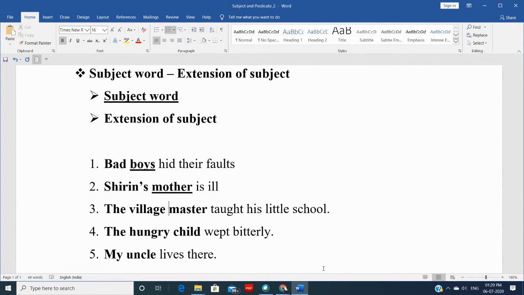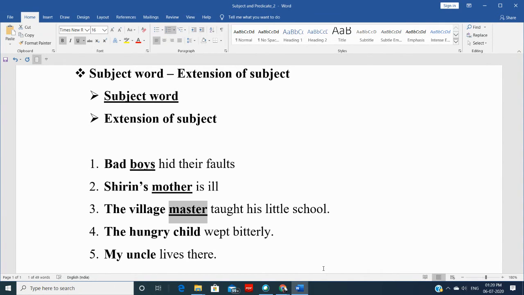Next sentence. "The village master taught his little school." If you remove the village part from the subject part of your sentence, you can still make a sentence, that is "Master taught his little school." Fine, it's a good sentence, it's making sense. But if you remove the word master, "The village taught his little school." Oh my God. Is it making sense? No. So the word master becomes your subject word, because that's the main word of the subject part of the sentence.